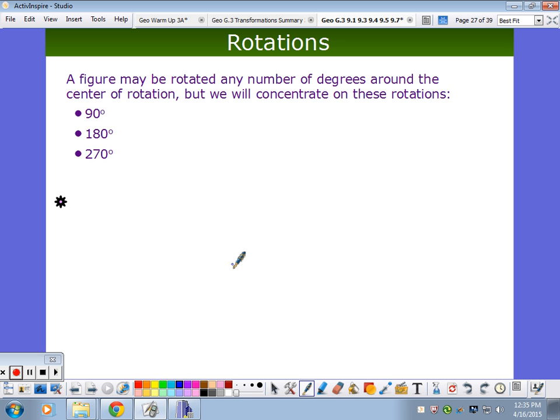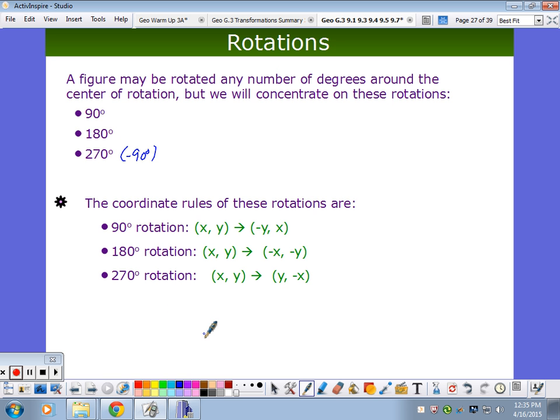Okay, so you can rotate a figure any number of degrees, but what we're going to be worried about is 90, 180, 270, or negative 90 if you want to think about it that way. Here are the rules. These are the mappings. So a 90-degree rotation: (x, y) becomes (negative y, x). You turn them, and the first thing becomes negative. 180, you don't turn them, but they're both negative.